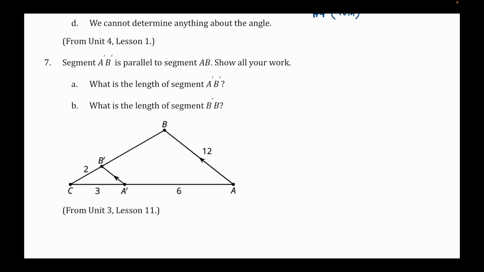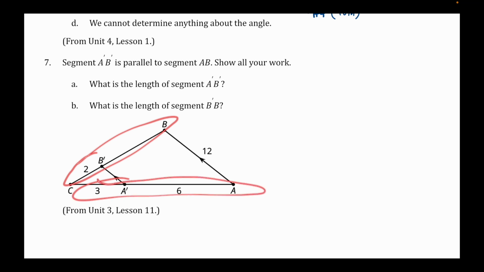Question 7, we have segment A prime B prime is parallel to segment AB, and then we want to show all of our work. They're going to ask us to find the length of segment A prime B prime and then B prime B. So you may be used to seeing these flipped around a little bit. I'm used to seeing the parallel sides be like this, and so I would normally see this triangle this way. But same ideas apply. We might call this the side splitter theorem stuff, where we can compare these two to find B prime B.